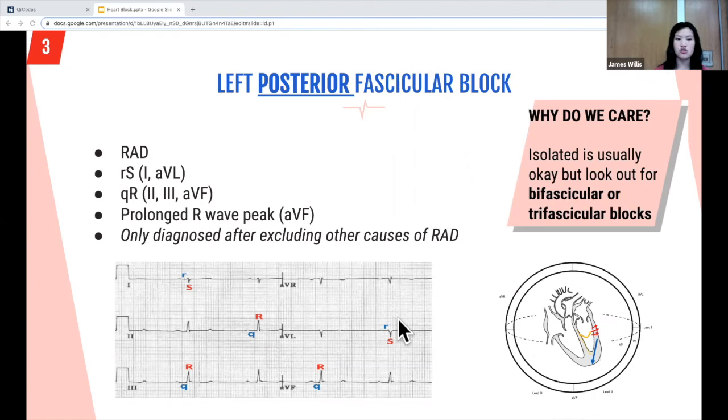These are usually associated with extensive cardiovascular disease, like inferior MIs. And like all the other ones, they can occur with cardiomyopathies, hypertension, fibrosis, infiltrative diseases, hyperkalemia. You might also see this in cor pulmonale.